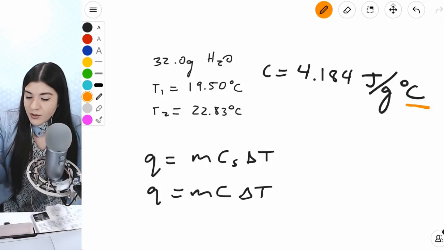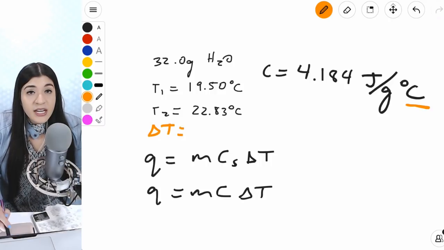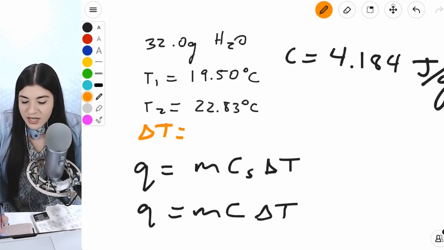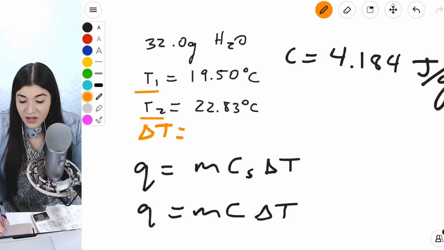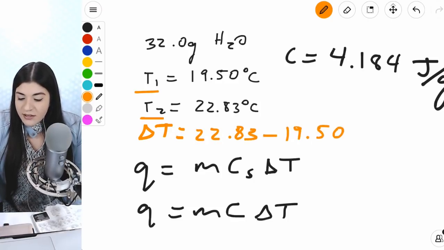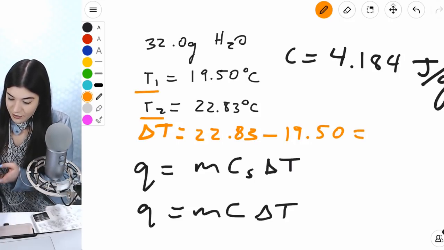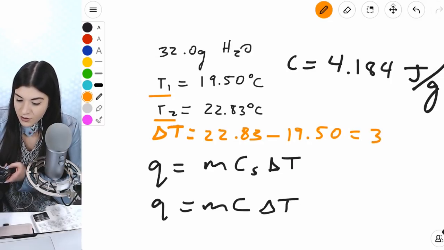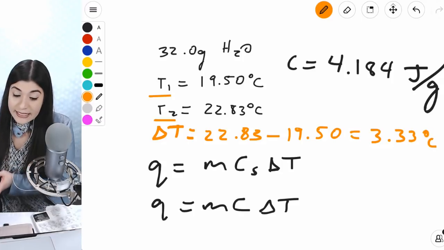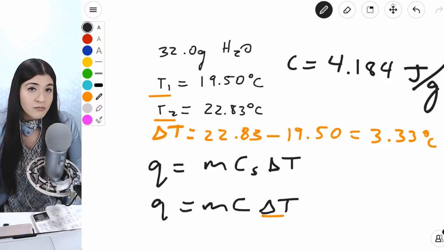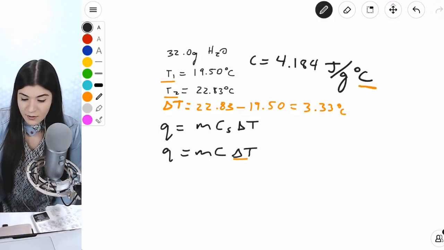So all I have to do at this point is to figure out the change in temperature, then plug it all into the formula. So for our change in temperature, it's always final minus initial. So that would have been 22.83 minus 19.50. We'll figure out what our temperature change is. So 22.83 minus 19.50, and that gives us 3.33 degrees Celsius. That's our change in temperature that we're going to plug in. All right. So at this point, really just plug everything in and let's see what we get.